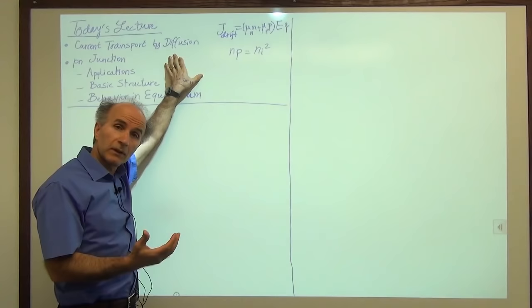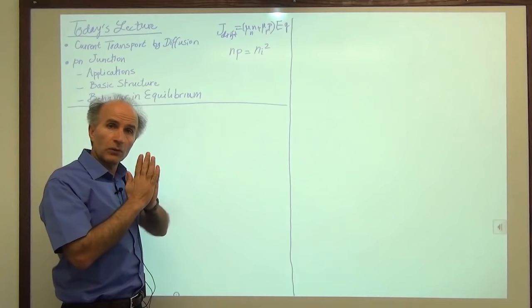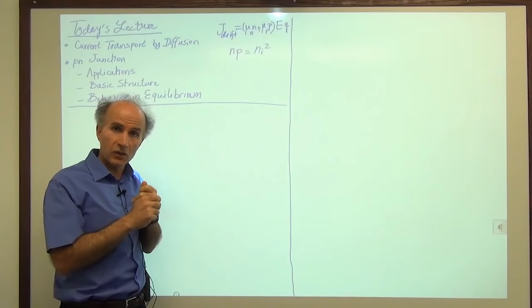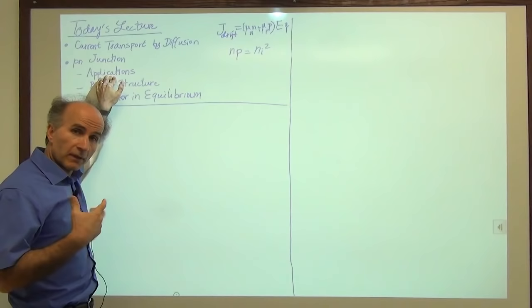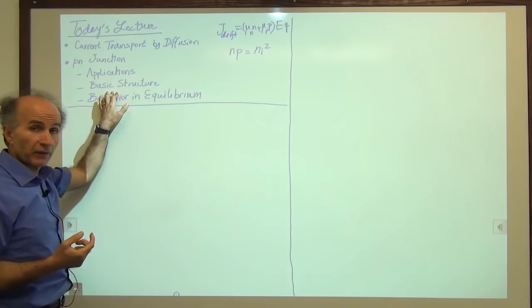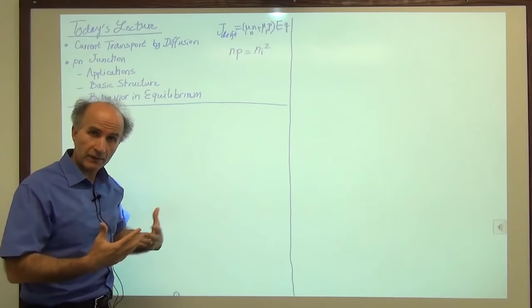And then that completes our study of current transport. And then we go to the first electronic device that we can build, the simplest, namely the PN junction. So we will study some applications of the PN junction to give us some motivation for why we study this device. Then we'll talk about the basic structure of this device and try to familiarize ourselves. We'll take our time and slowly understand what's going on.